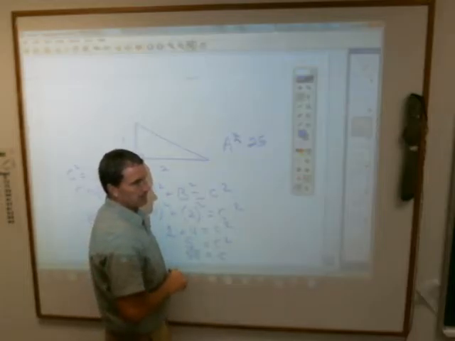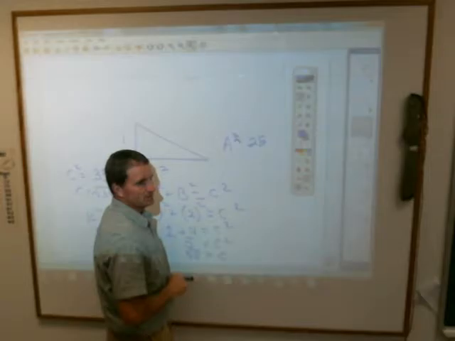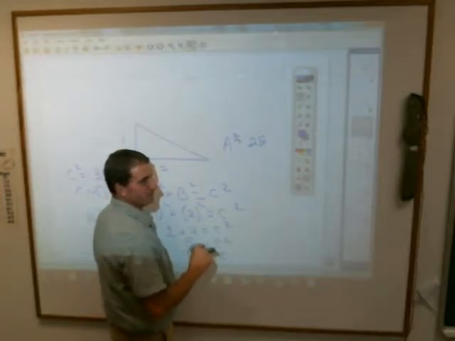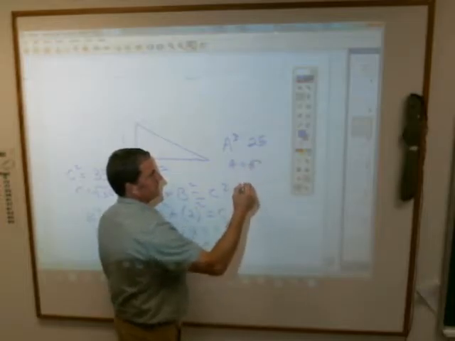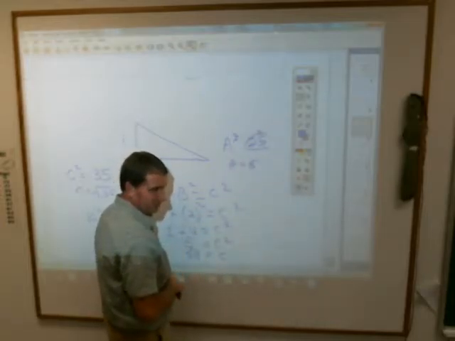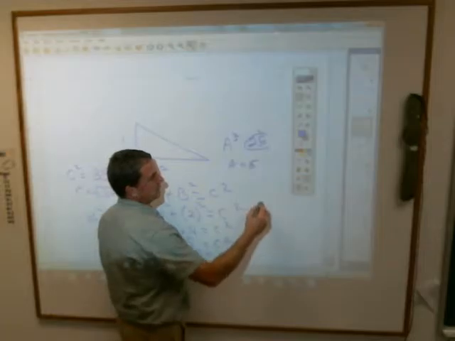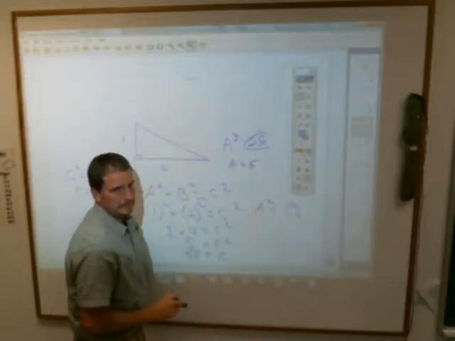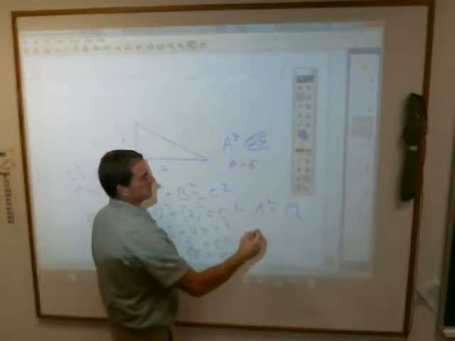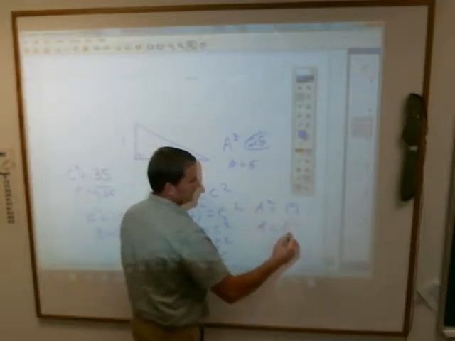Square root of 5? What is the square root of 25? 5. Yeah, you'd have to put A equals 5. In that case, that's one that works out nicely. Not many do. What if A squared equaled 19? What does A equal? Square root of 19.